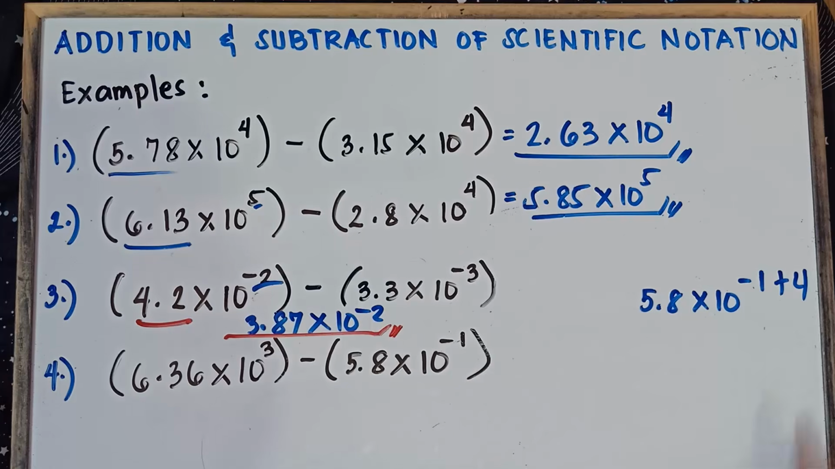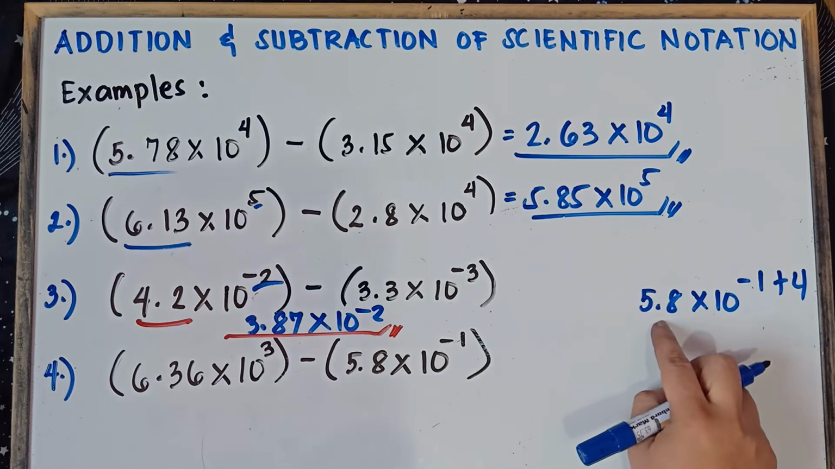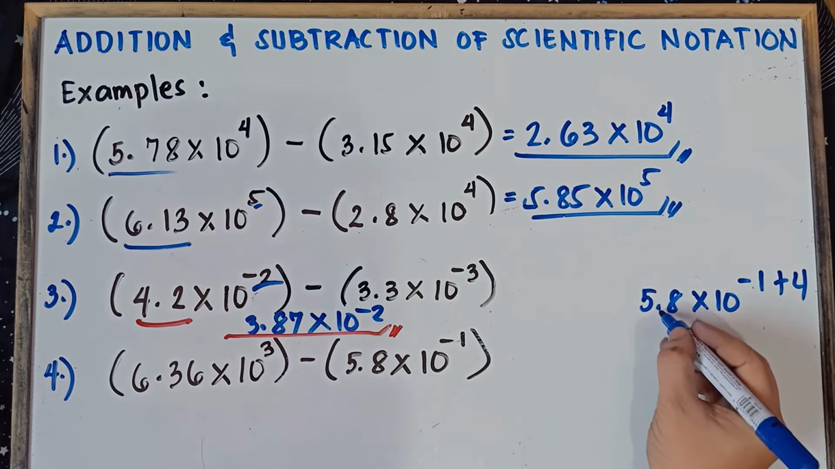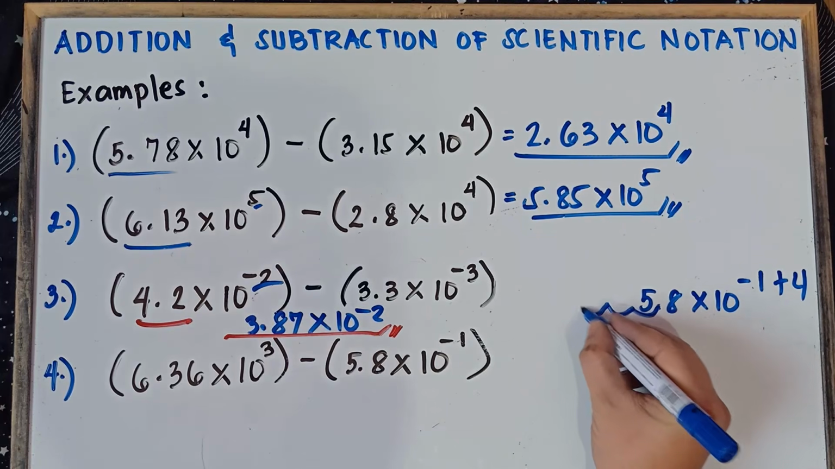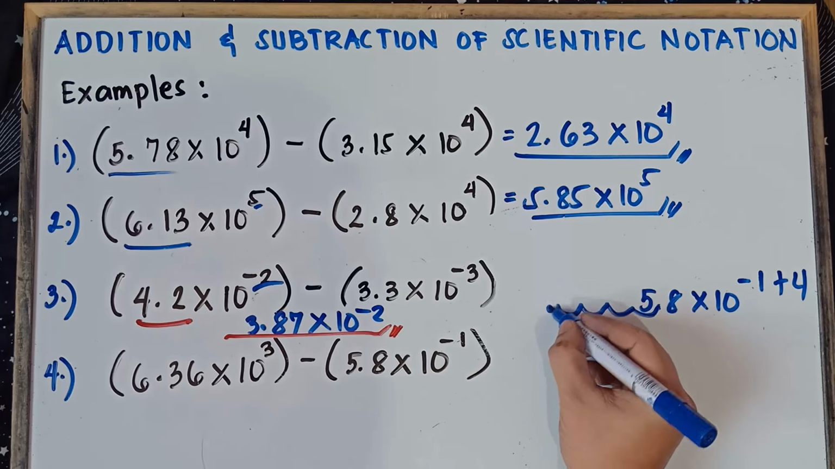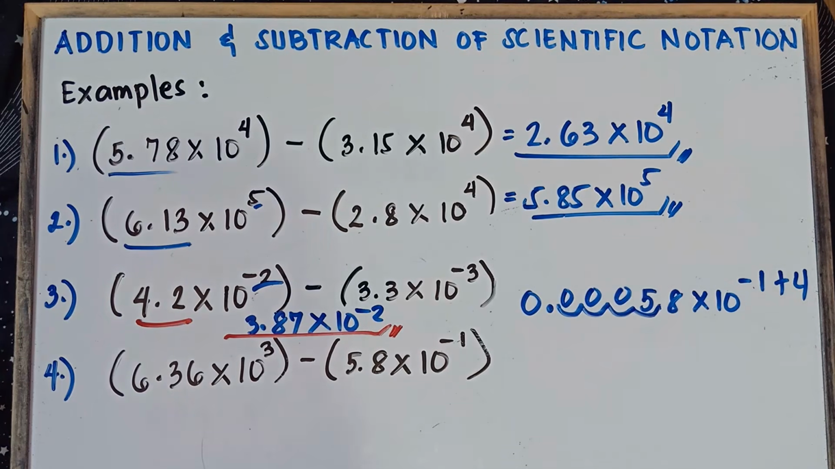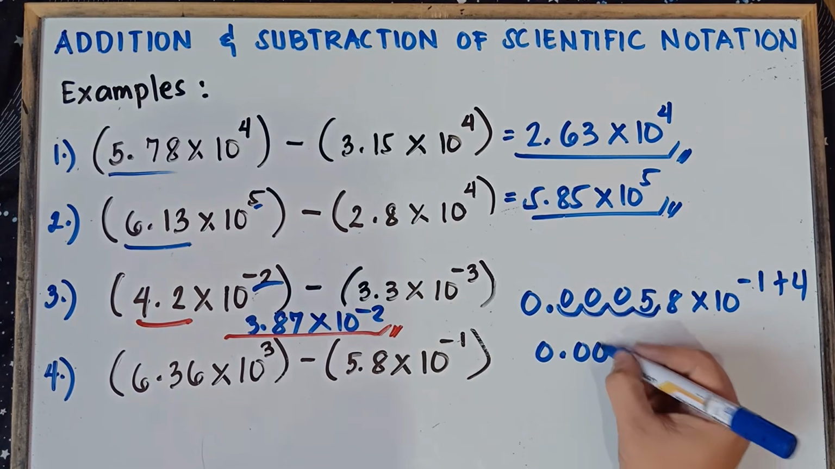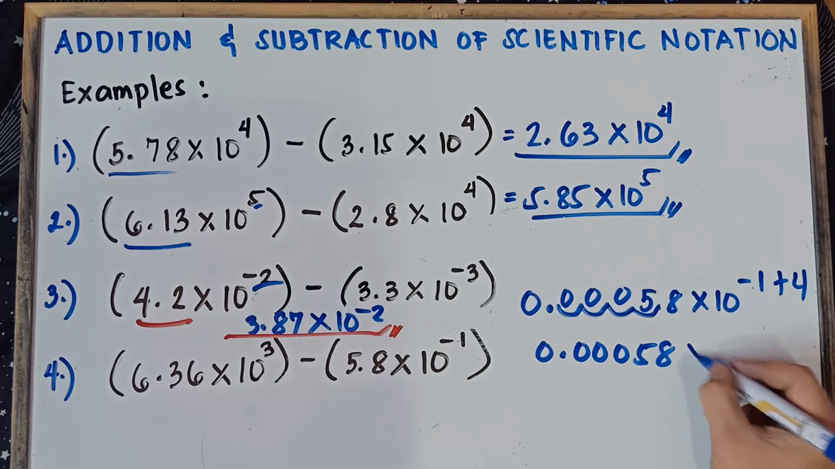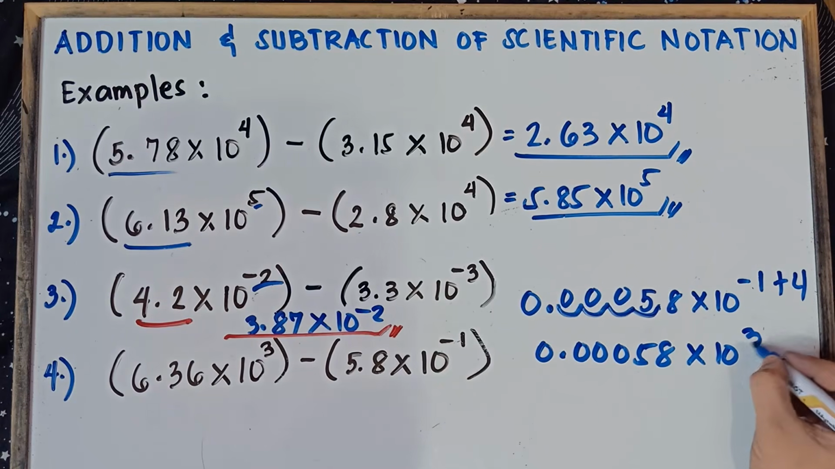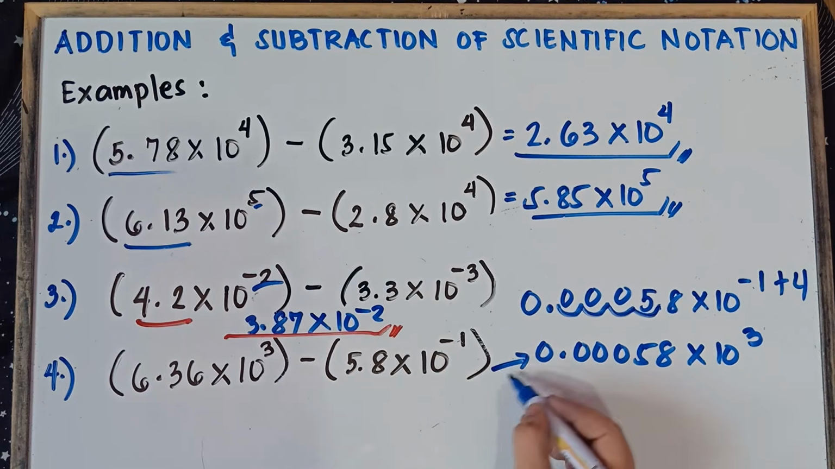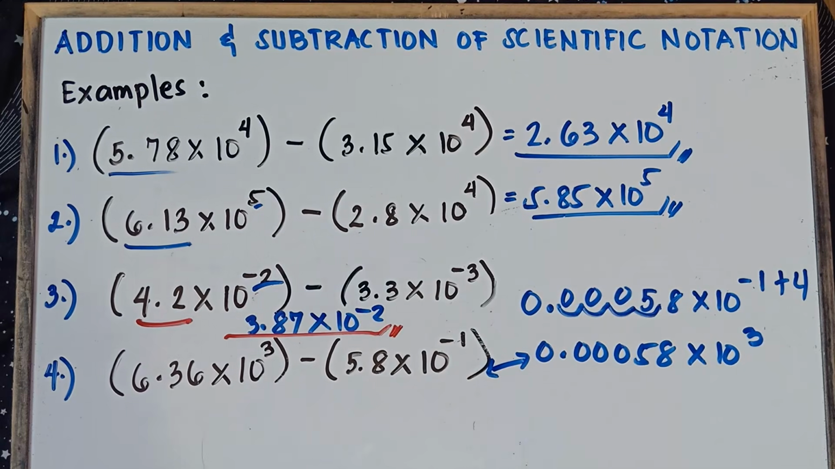Now, since we add 4, we need to move the decimal point from right to left 4 times. 1, 2, 3, and then 4. And the decimal point will be here. So, add zeros. The answer is 0.00058 times 10 raised to the power of 3. So, this is just the same, class.